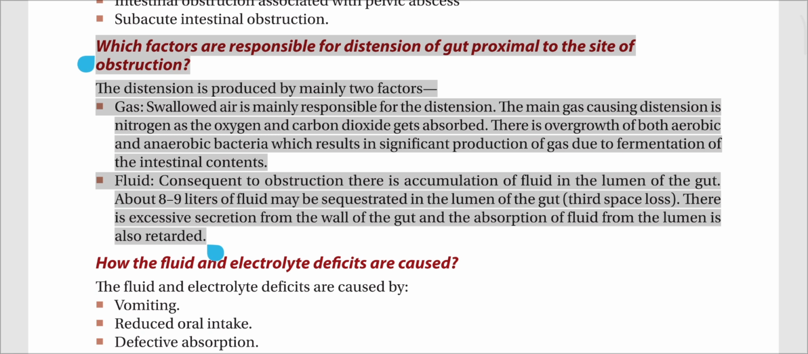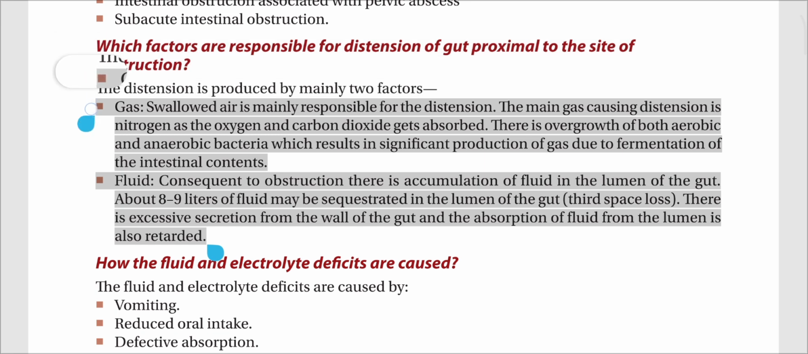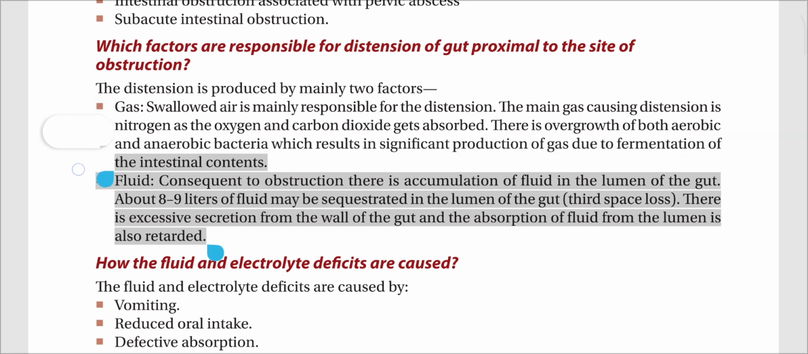Which factors are responsible for distension of gut proximal to the site of obstruction? The distension is produced by mainly two factors. Gas: swallowed air is mainly responsible for the distension. The main gas causing distension is nitrogen, as the oxygen and carbon dioxide get absorbed. There is overgrowth of both aerobic and anaerobic bacteria, which results in significant production of gas due to fermentation of the intestinal contents. Fluid: consequent to obstruction, there is accumulation of fluid in the lumen of the gut.